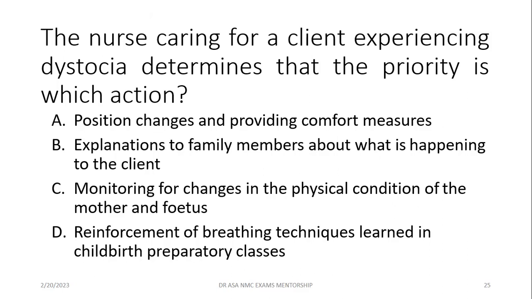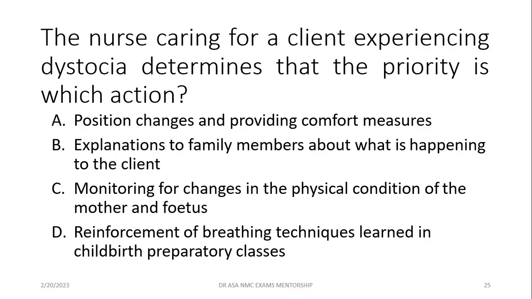Now, let's take our time and look at this question very well. If you apply your rule of assessment before implementation, and your rule of independent nursing action before dependent nursing action, and apply your rule of patient before equipment or patient before others. Position changes and providing comfort measures. Let's keep that one. Explaining to family members about what is happening. That is secondary. If you are prioritizing, you have to deal with the patient first. So we strike that one out right away.